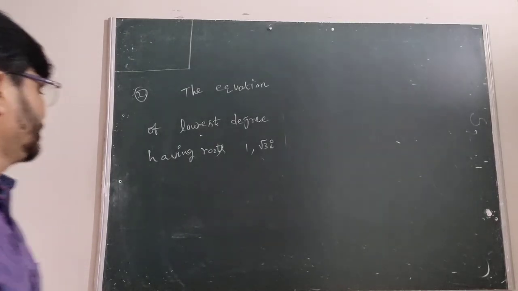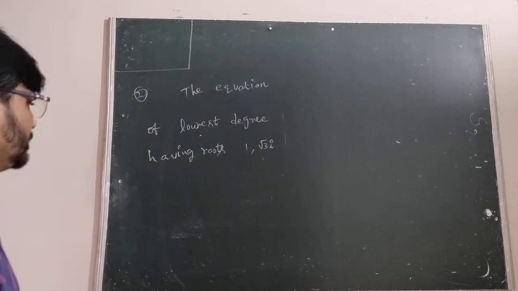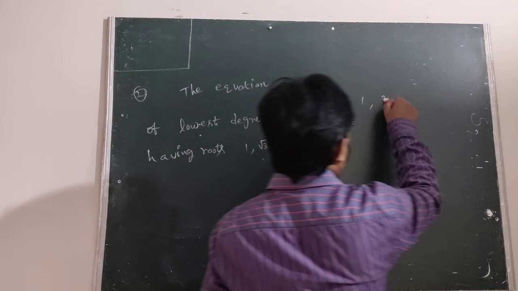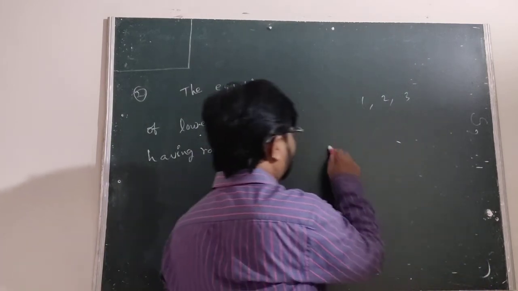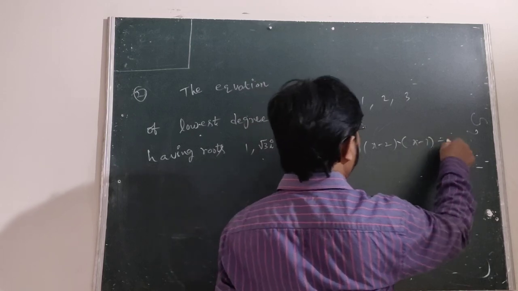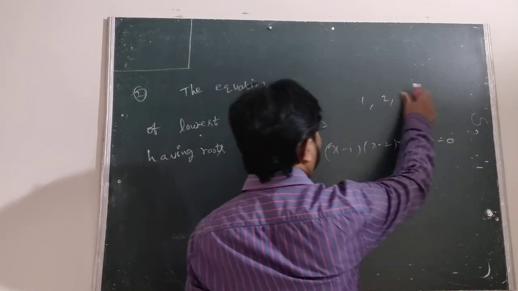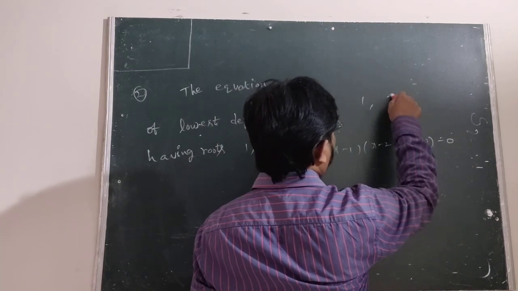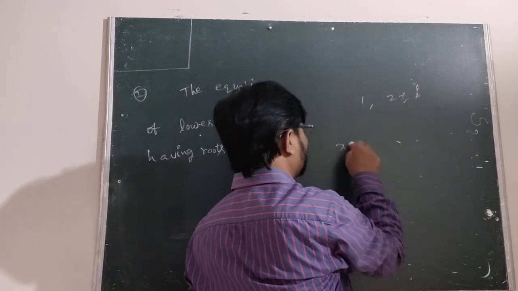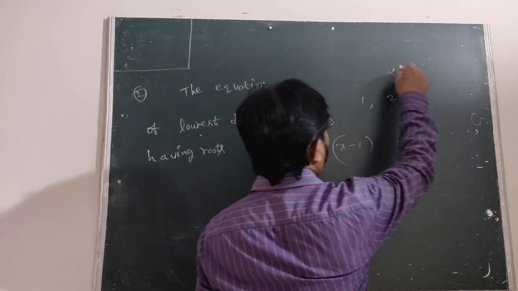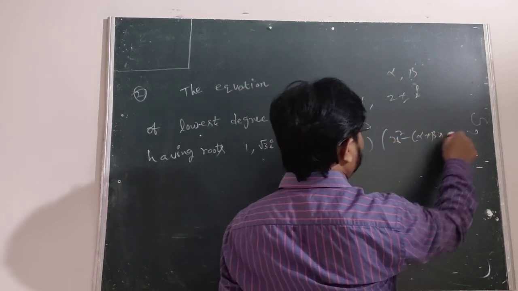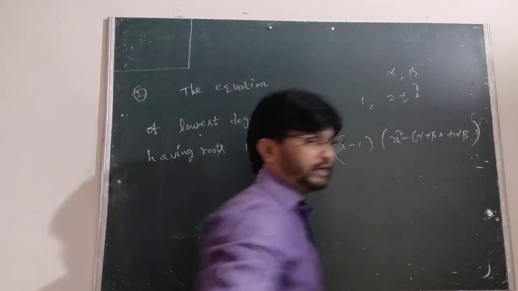So here, the equation of the lowest degree having the roots 1, 2, 3. Suppose 1, 2, 3 are the roots, then you can write x minus 1 into x minus 2 into x minus 3 equal to 0. Suppose the roots are 1, 2 plus or minus i. First we take x minus 1. Here one root is alpha, another is beta. That is x square minus (alpha plus beta) x plus alpha beta equal to 0.